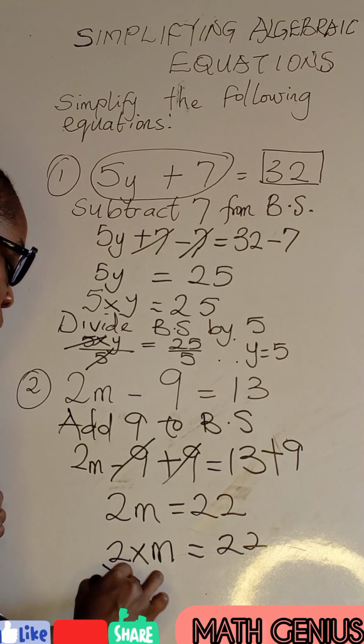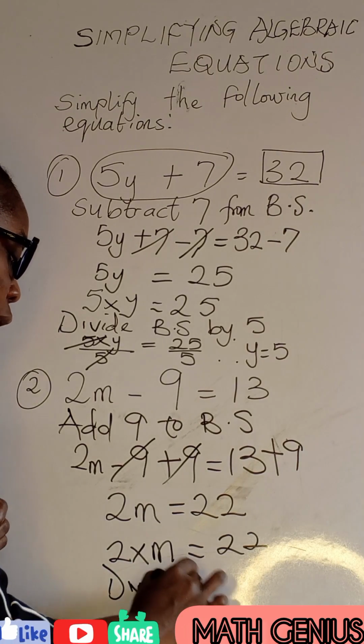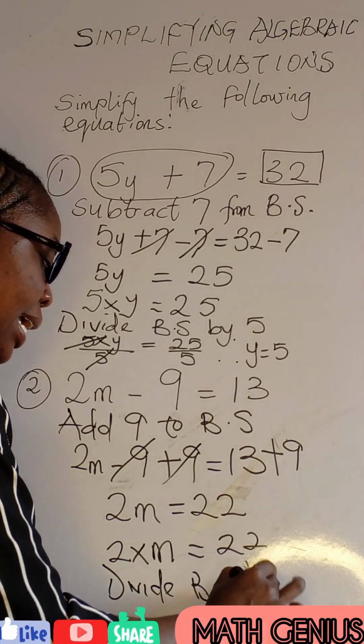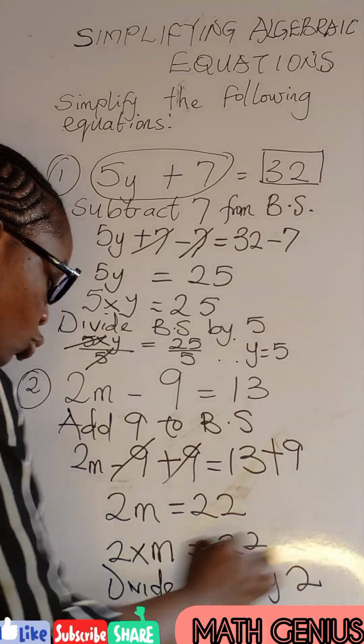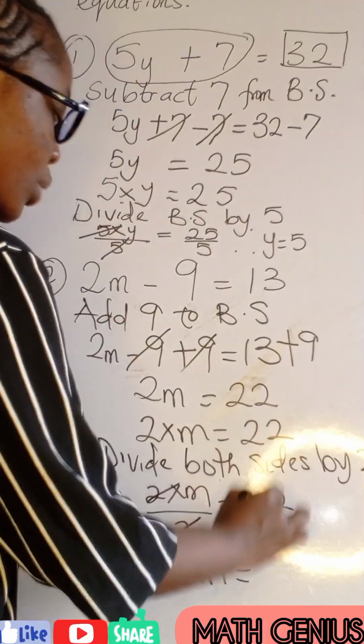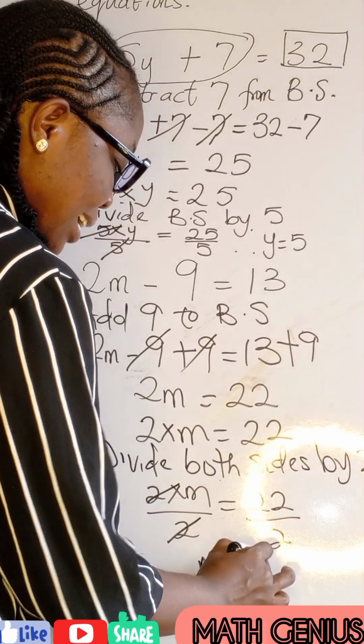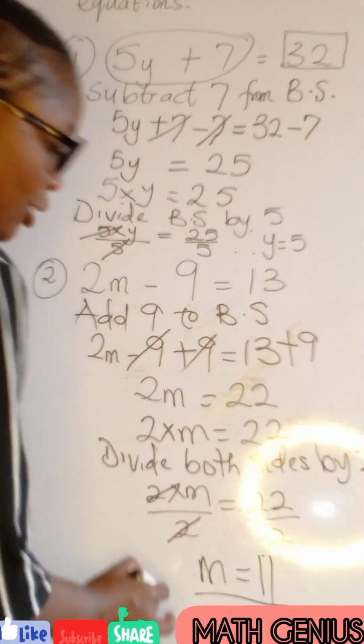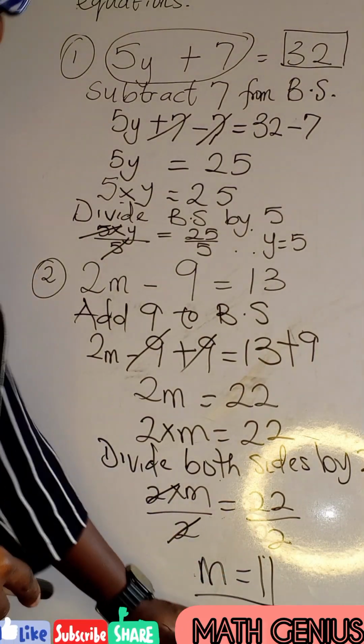Therefore, we are to divide both sides by 2. 2 cancels 2, we are left with m. And of course, 22 divided by 2 is 11. This settles it, and that gives you the value of m.